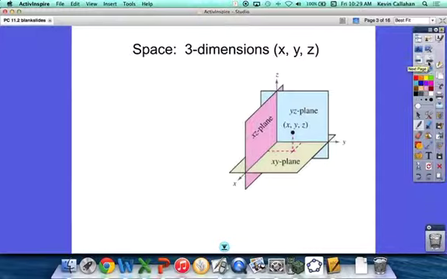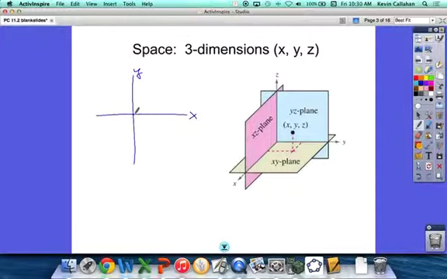But in 3 dimensions, you're going to have an x-axis, a y-axis, and a z-axis. If you could imagine an x and a y-axis in the plane like that, the third axis has got to be perpendicular to that, right? So if x and y are flat with the board, then the z-axis would be coming straight out of the board. It would be perpendicular to both the x-axis and the y-axis.